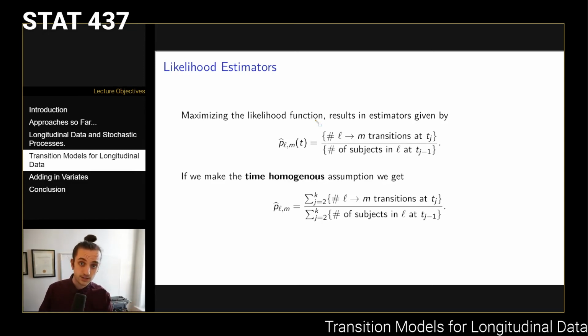If we assume that things are time homogeneous, so the actual time doesn't matter, we take basically the same form, except in the numerator, we sum up all of the transitions that have gone from L to M at any point, and in the denominator, we take all of the people who were ever in state L up till the second last state, right? And we divide that proportion. So it's the total proportion of transitions from L to M over all of the people who are ever in L to begin with. Okay, so those are nice, intuitive estimators, and we'll see how to get that actual derivation in the next lecture.